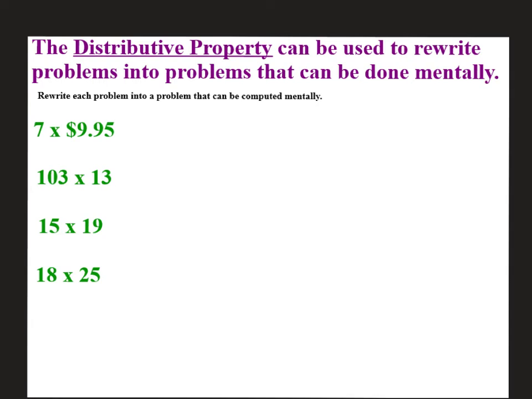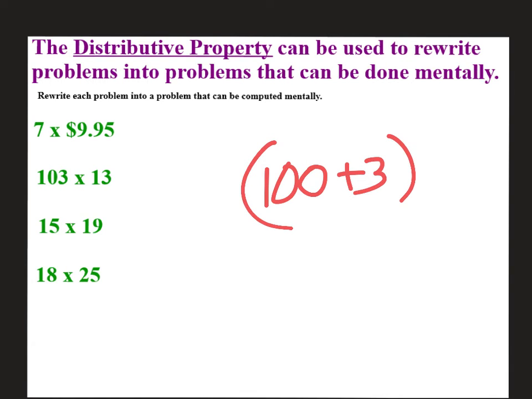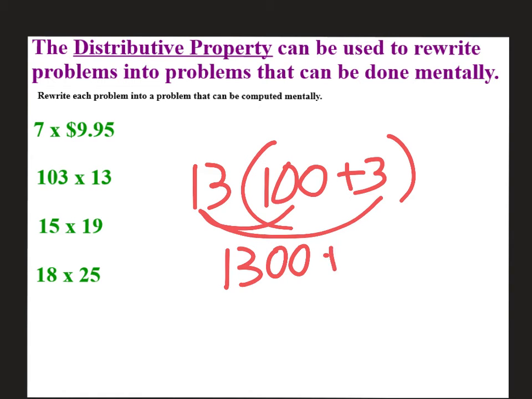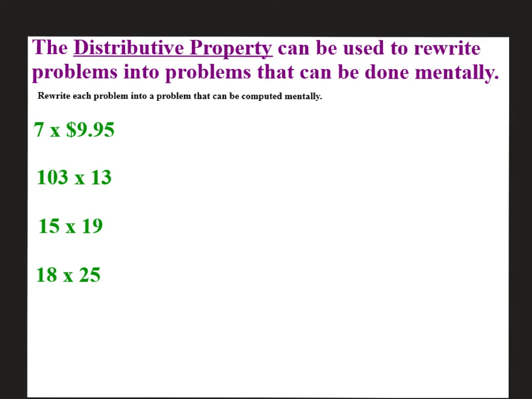So if I analyze that second problem, I could rewrite 103 as 100 plus 3, and then take that times 13. Well, 13 times 100 is 1,300. 13 times 3 is 39. Add those together and you get 1,339, and we didn't have to do a really difficult algorithm. Remember, these aren't just a one-size-fits-all. They're how you can think about it mentally.